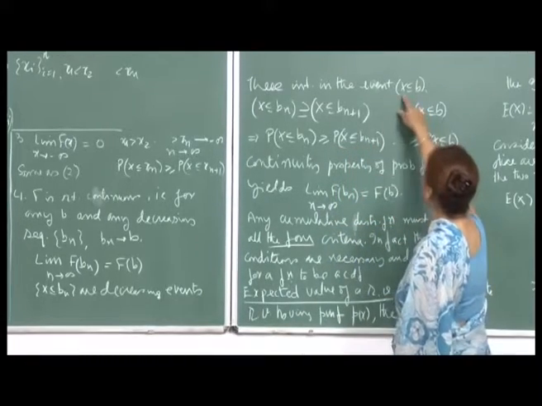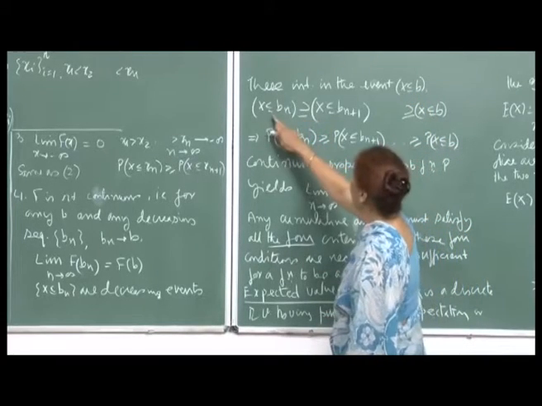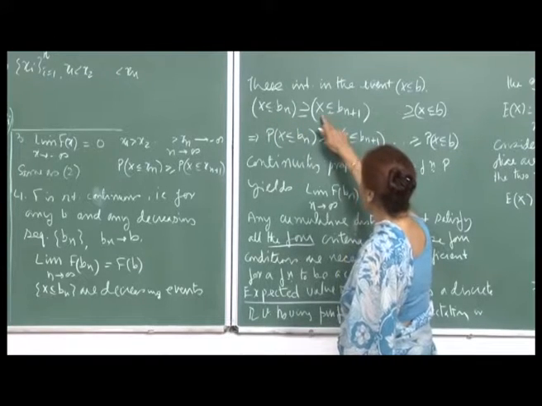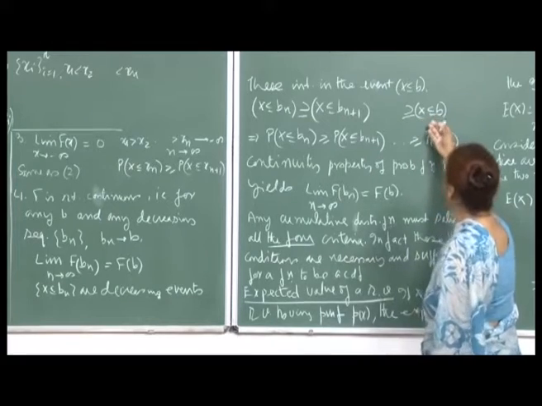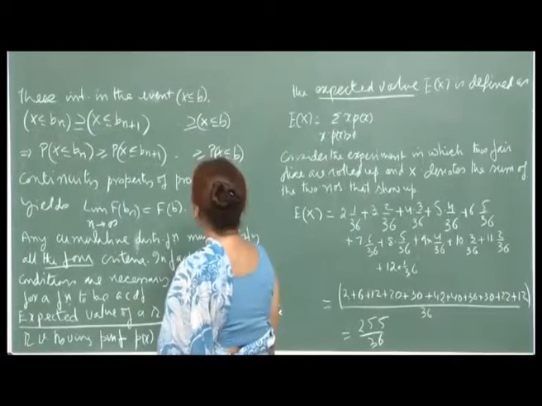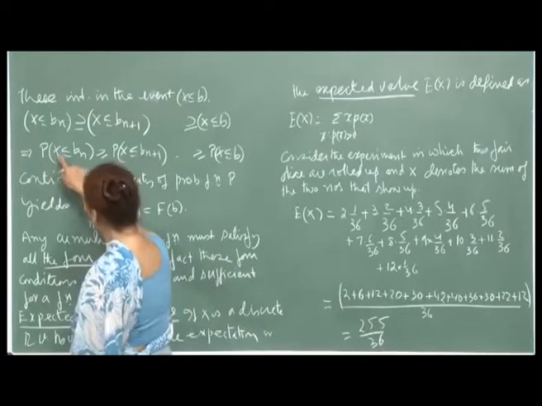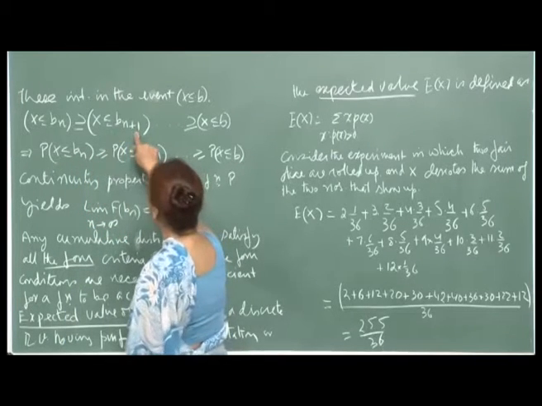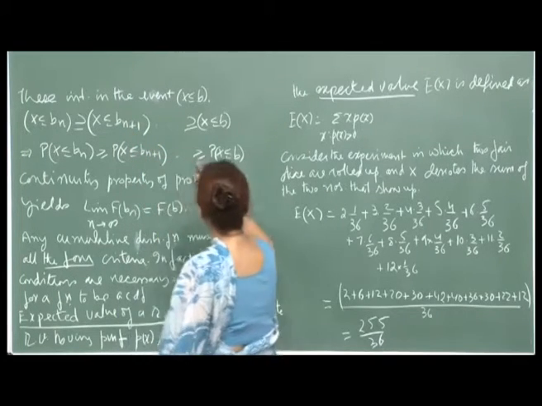So, the events converge to x less than or equal to b, and what we are trying to say is that the event x less than or equal to b_n will contain the event x less than or equal to b_(n+1), and all of them will contain the event x less than or equal to b, right. And so the probability of x less than or equal to b_n will be greater than or equal to the probability of x less than or equal to b_(n+1), and so on, and finally this.